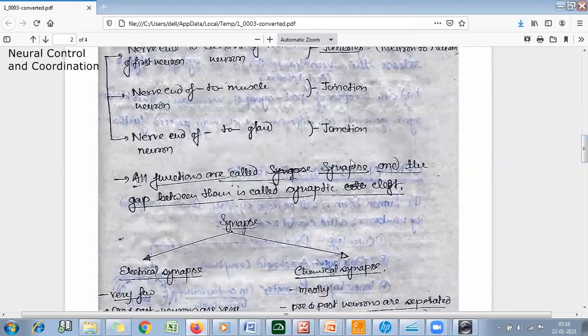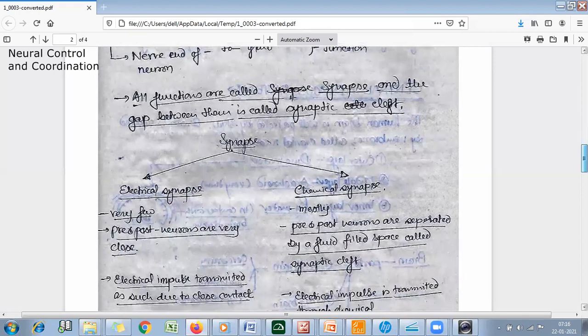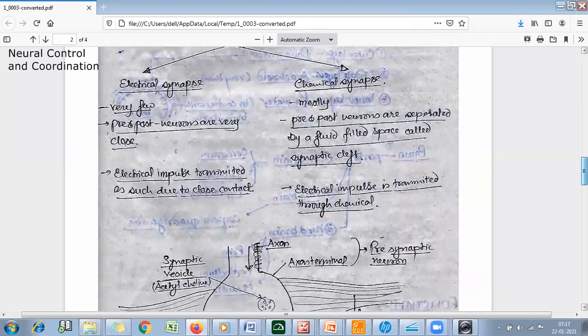All the junctions are called synapses. So what is a synapse? A synapse is the junction of the last part of one axon and the second part, which could be a neuron, a muscle, or a gland. The gap between them, between the nerve ending and the other thing, either neuron, muscle or gland, is called the synaptic cleft. So we will discuss it here.